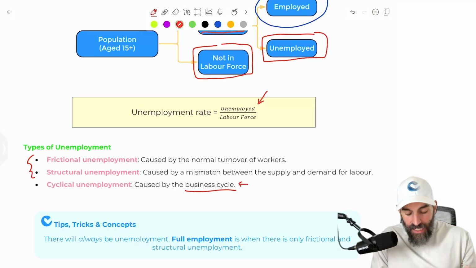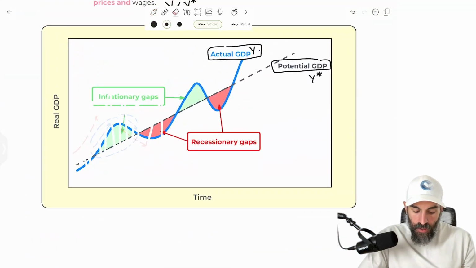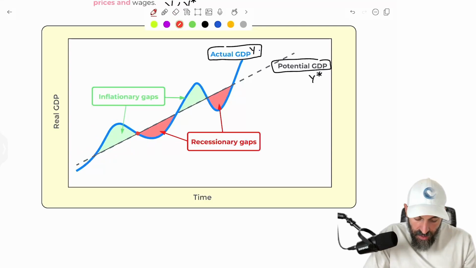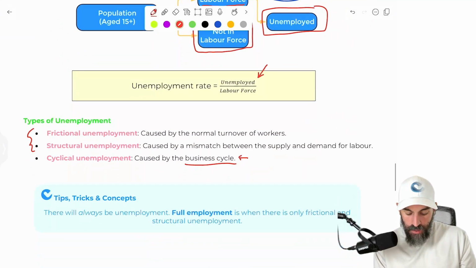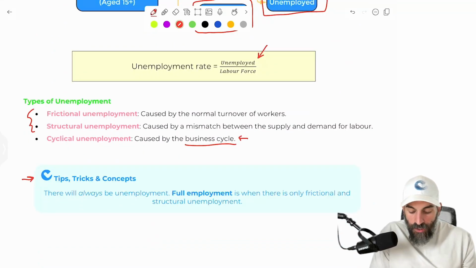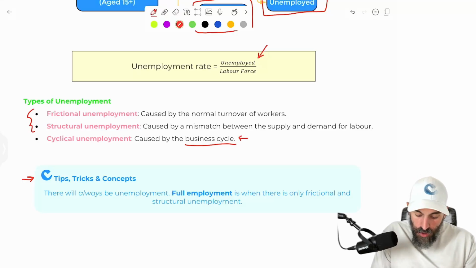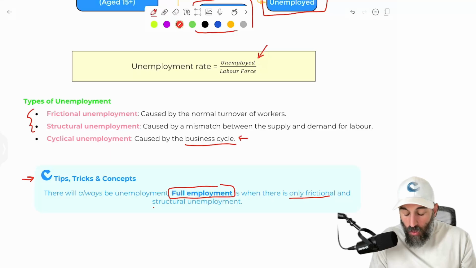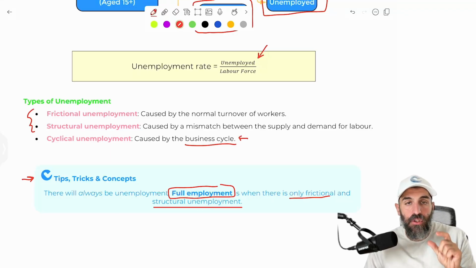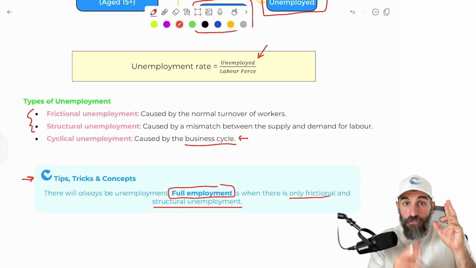So when can it be zero, or when is it zero? Whenever your potential output is equal to your actual output, you have no cyclical unemployment. More on that once we get into the unemployment chapter. So this is what I was saying. While your cyclical unemployment may or may not be there, you will always have frictional and structural. So the term full employment means that there is only frictional and structural unemployment. There is no cyclical unemployment. I know it sounds a little bit weird, right? But full employment means there is some unemployment, but it's only caused by frictional or structural reasons.